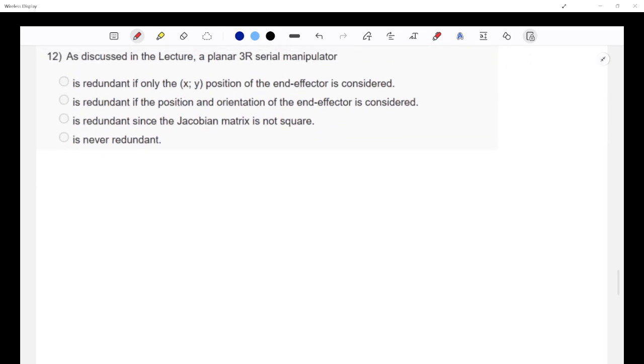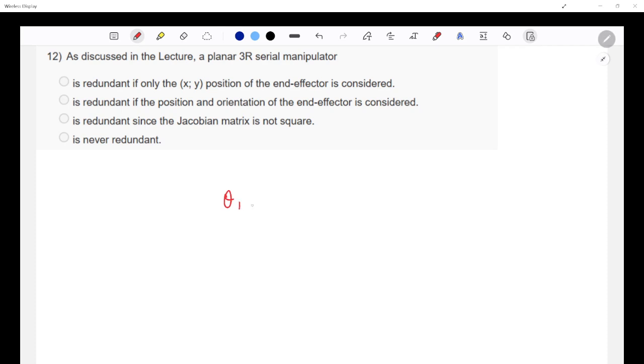Okay, let's move to the next question. As discussed in the lecture, a planar 3R serial manipulator is redundant if only the xy position of the end effector is considered. Is redundant if the position and orientation of the end effector is considered. Is redundant since the Jacobian matrix is not square. Is never redundant. So we have a planar 3R manipulator.